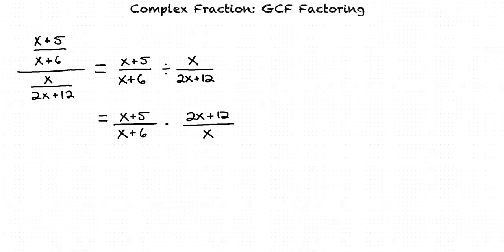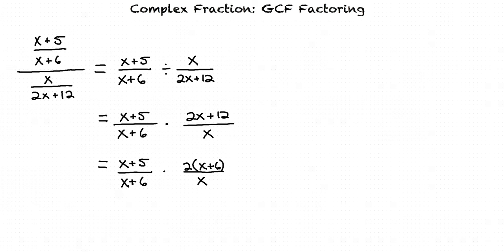Well, there's no terms that cancel at this point, so we need to factor a term so that we can cancel something. Which term should we factor? It looks like the only part we can factor is 2x + 12. That's right, we can factor out a 2 from each of these terms. This results in 2 times (x + 6).